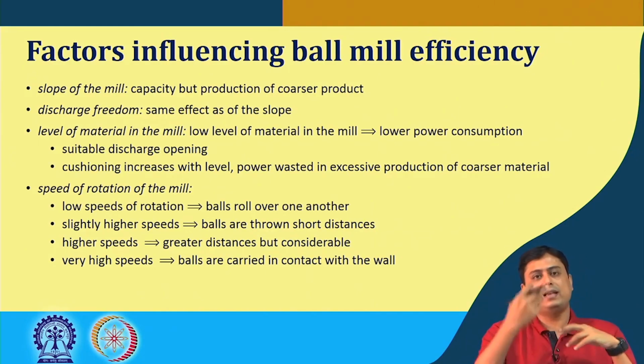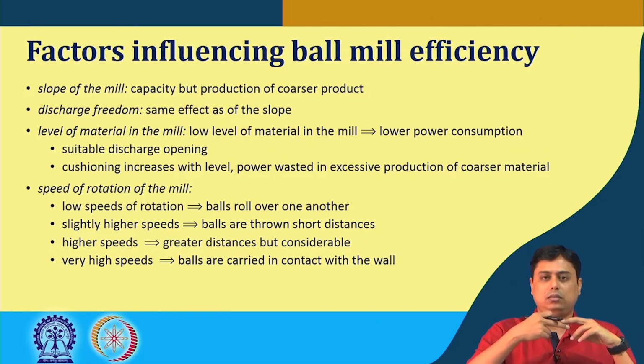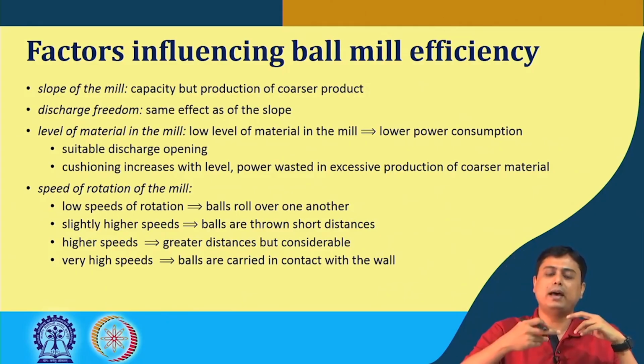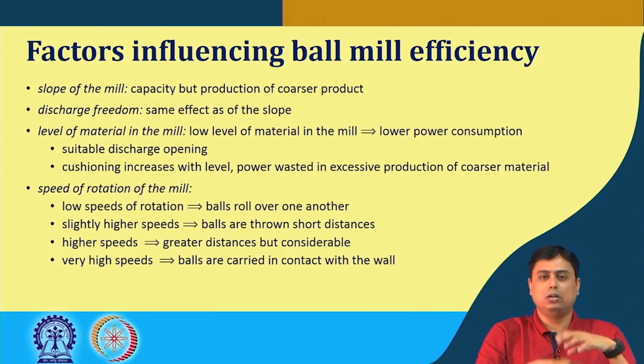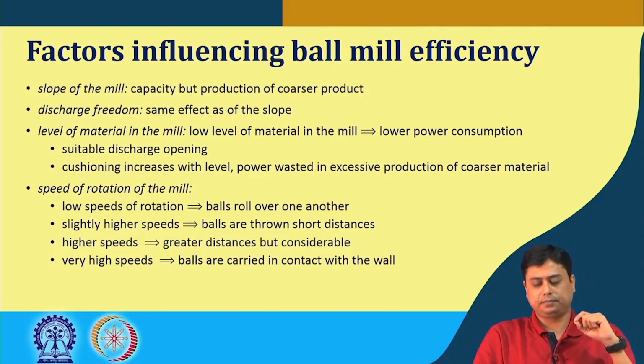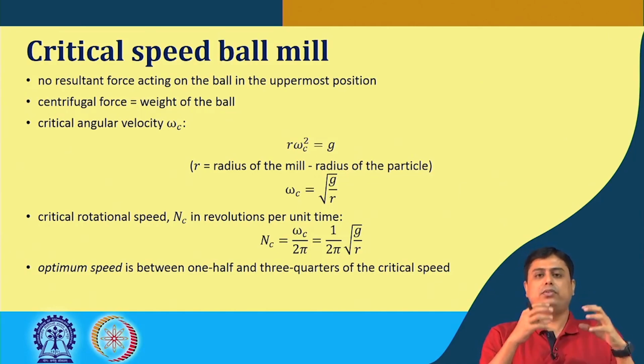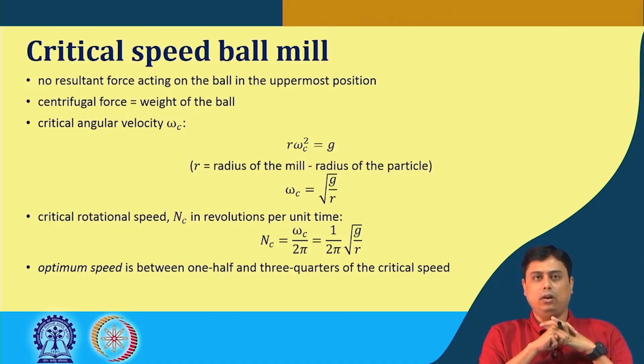If you increase it to very high speeds, the balls will be in contact with the wall because of the centrifugal motion and the force balance. It will not be coming down from its upmost position. So there is a critical value of this speed, and this critical value means there wouldn't be any resultant force acting on the ball at its upmost position. That means there the centrifugal force equals the weight of the ball, and then it can fall. It has to be slightly lower than that in order to fall.